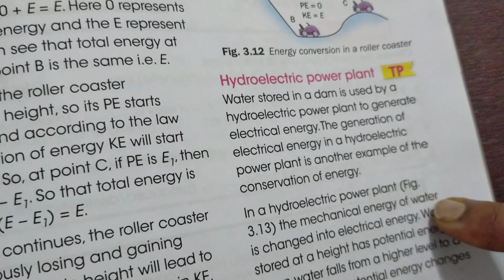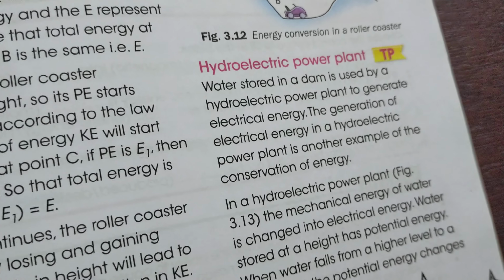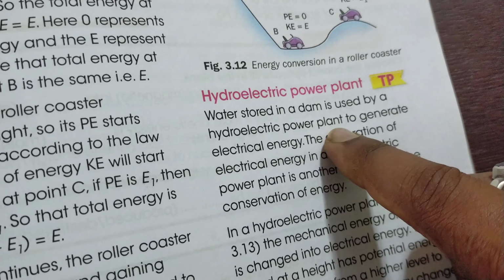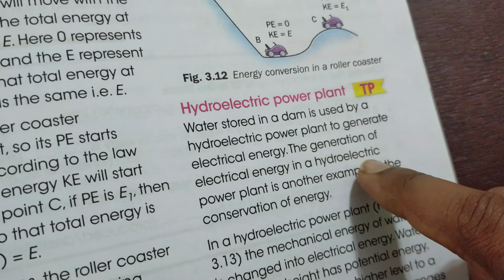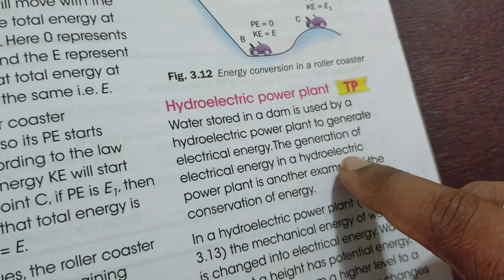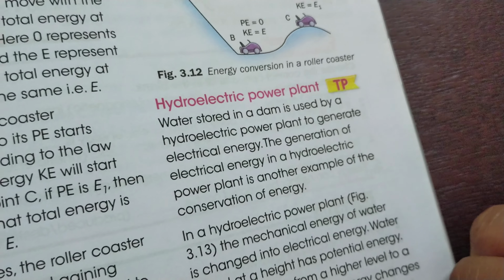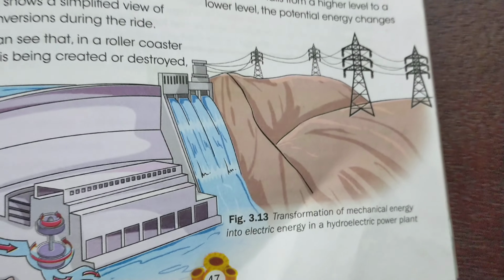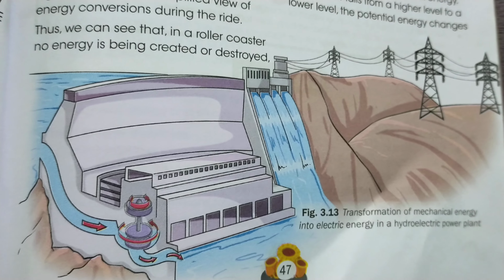Next we have the hydroelectric power plant. Water stored in a dam is used by a hydroelectric power plant to generate electrical energy. The generation of electrical energy in a hydroelectric power plant is another example of the conservation of energy. You see in the diagram, this is the hydroelectric power plant.